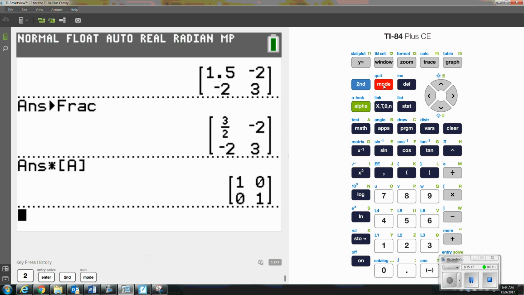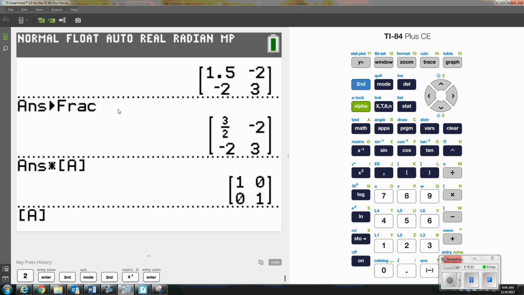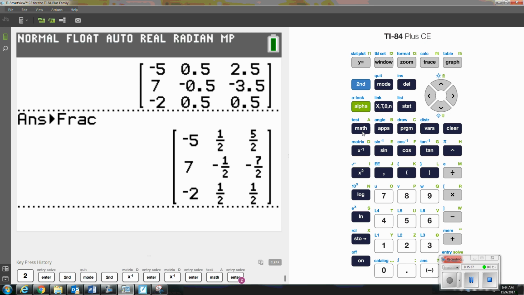And it says to find the inverse. So we're going to select matrix A. And then use our inverse button. And again, gives it to us in fraction form. So we'll go to math, enter, enter. And here's our fraction form. This is what we want.